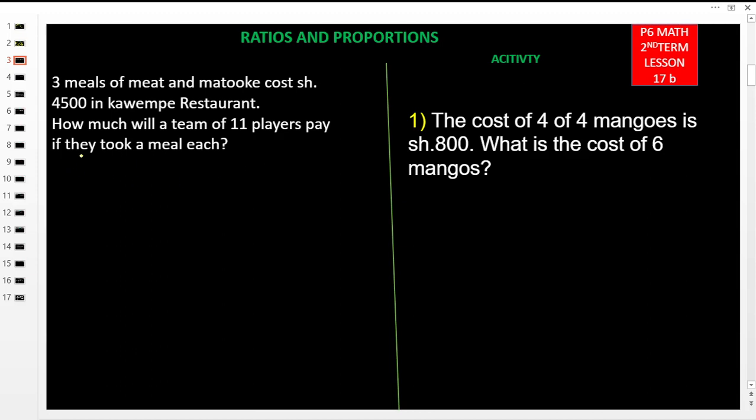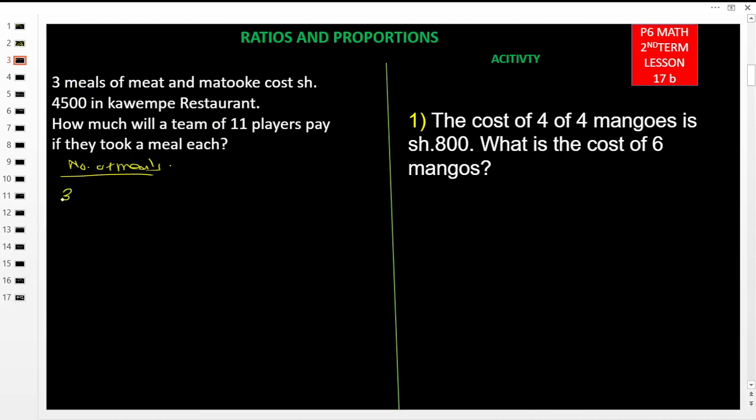4,500. Now we have to first get to know the number of meals these players took, whereby they are telling us that one meal, there are 11 players. Then they are saying 3 meals of meat and matoke, you are paying this. Now these are 11 players. Meaning that if there are 11 players, these 3 meals are paid by 3 people.